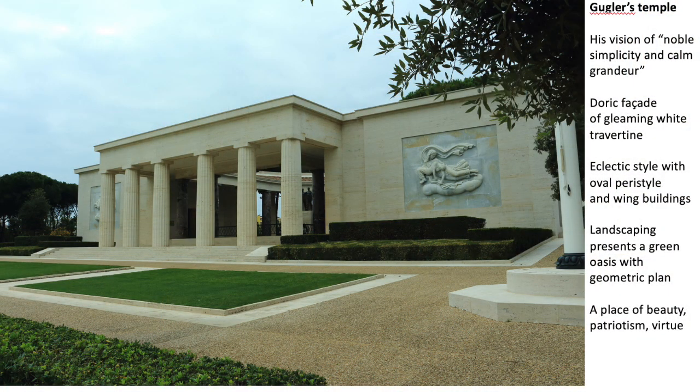Here now, this is Gugler's temple. Here we have classicism. That's his vision of noble simplicity and calm grandeur, according to Winckelmann, the famous saying. A Doric facade of gleaming white travertine. It's an eclectic site, nevertheless, as construction, because only the facade is Doric, but behind it is a peristyle in an oval shape, and the Oval Office was, by the way, designed by Gugler in the White House, so he liked the oval.